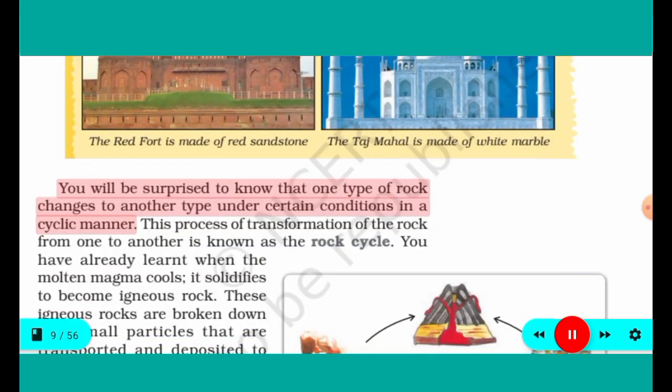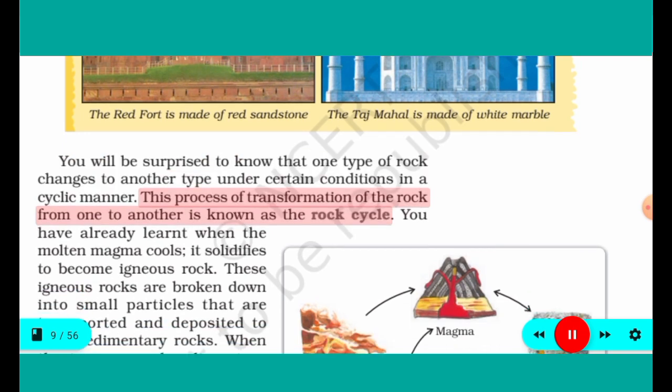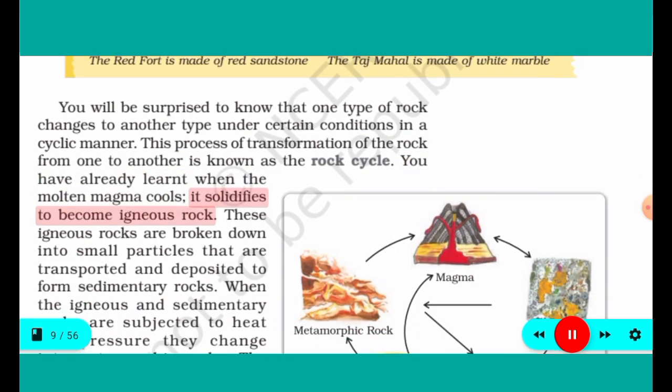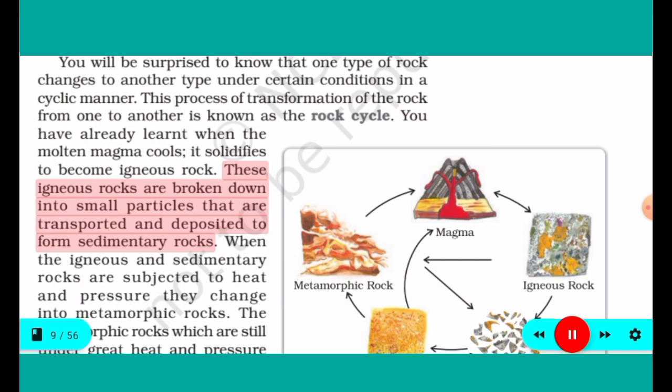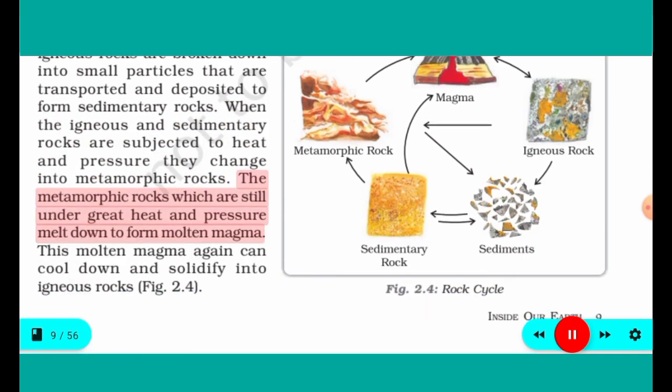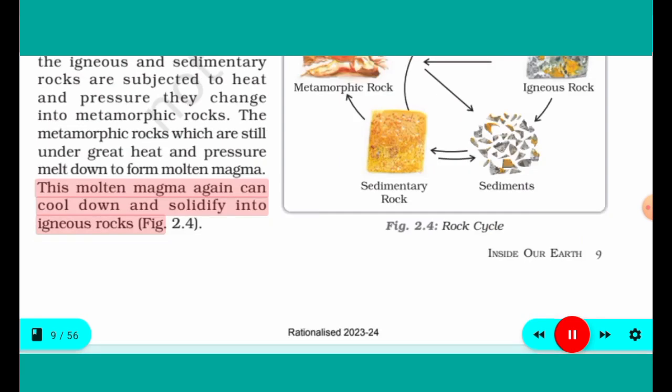You will be surprised to know that one type of rock changes to another type under certain conditions in a cyclic manner. This process of transformation of the rock from one to another is known as the rock cycle. You have already learnt when the molten magma cools, it solidifies to become igneous rock. These igneous rocks are broken down into small particles that are transported and deposited to form sedimentary rocks. When the igneous and sedimentary rocks are subjected to heat and pressure, they change into metamorphic rocks. The metamorphic rocks, which are still under great heat and pressure, melt down to form molten magma. This molten magma again can cool down and solidify into igneous rocks.